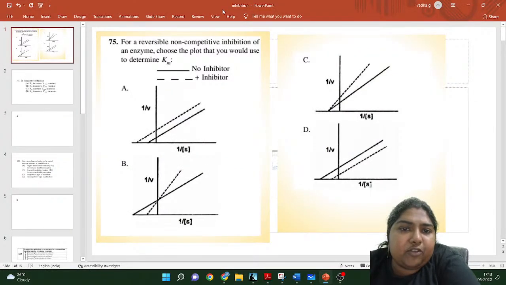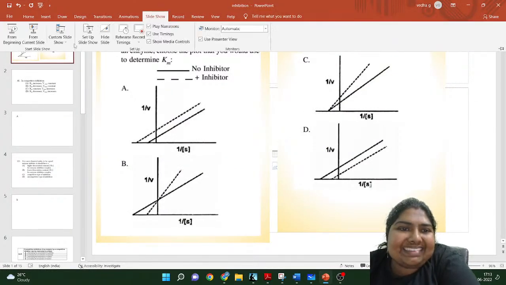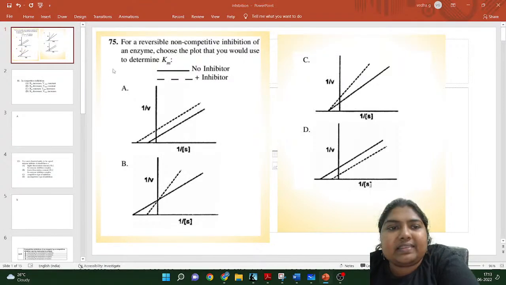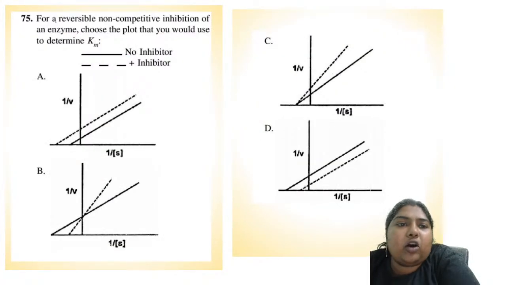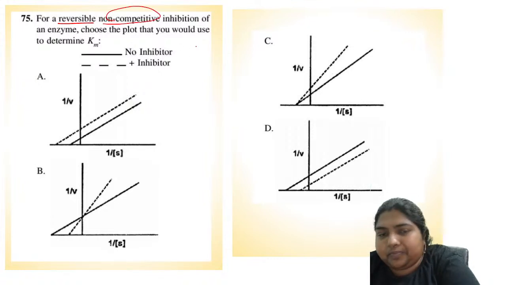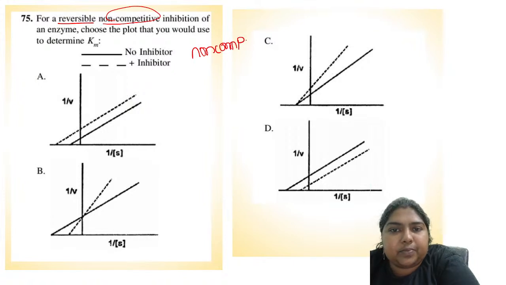Now shall we take a few questions? Then our understanding on this aspect will be complete. For a reversible non-competitive inhibition, what is that? So what will be the thing? It is going to be parallel or X or V or parallel. Which is going to be the correct answer? It should be a non-competitive inhibitor.